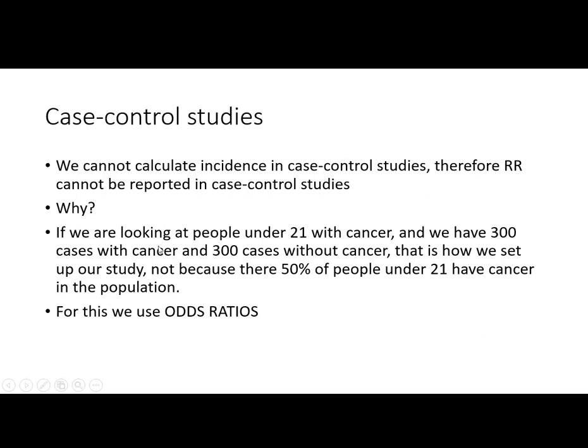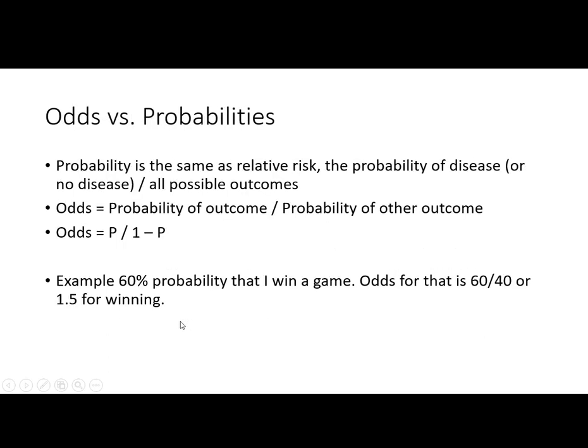Why? If we're looking at people under 21 with cancer, and we have 300 cases with cancer and 300 cases without cancer, that is just how we set up our study. Not necessarily because 50% of people under 21 have cancer in the population. We have cases and we have controls, and so we use odds ratios.